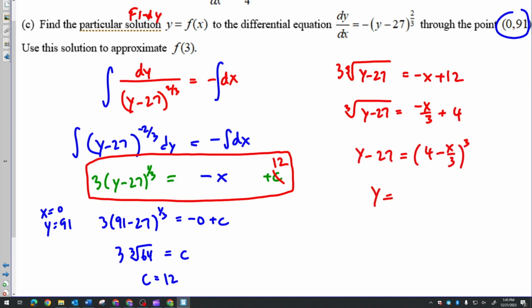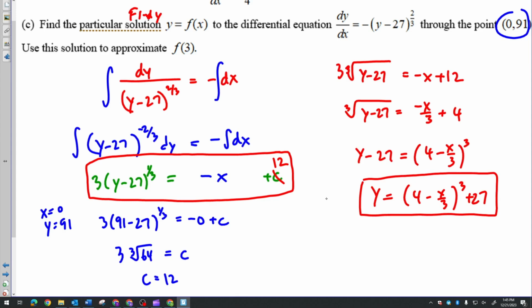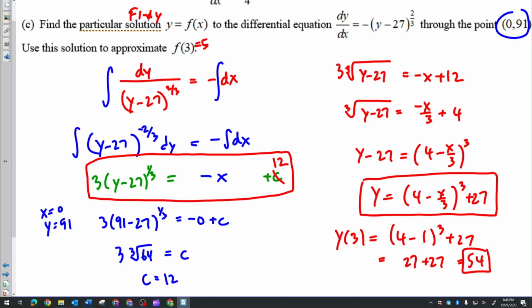And then you need to clean up this y. So y equals (4 minus x over 3) cubed plus 27. And that is going to be the right answer. That's solving for y, so that's the first part of this part C. But I also need to use this solution to approximate f of 3. That just means plug in 3 for all your x's. So that's going to be 4 minus 3 over 3, which is 1, raised to the third power, plus 27. So that's going to be 27 plus 27, which is 54. And that's the answer to the second part of this problem.